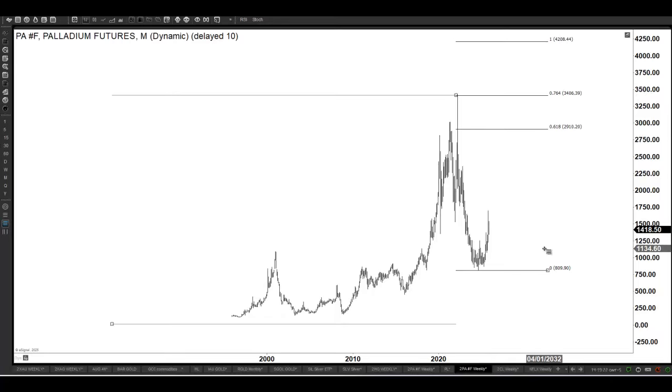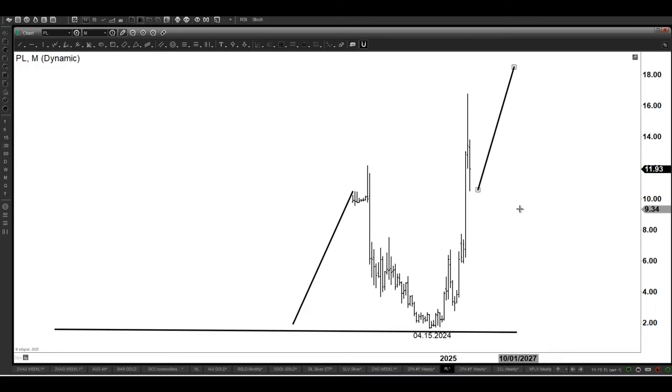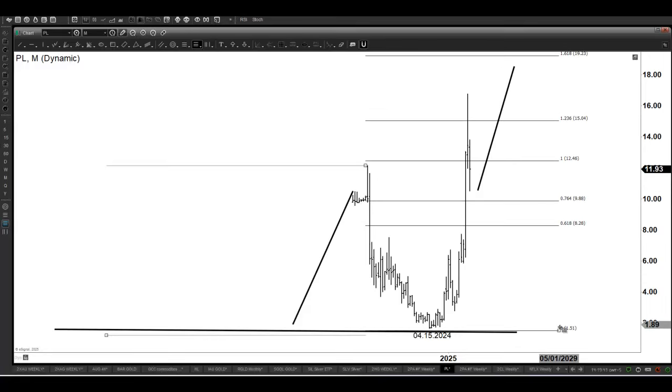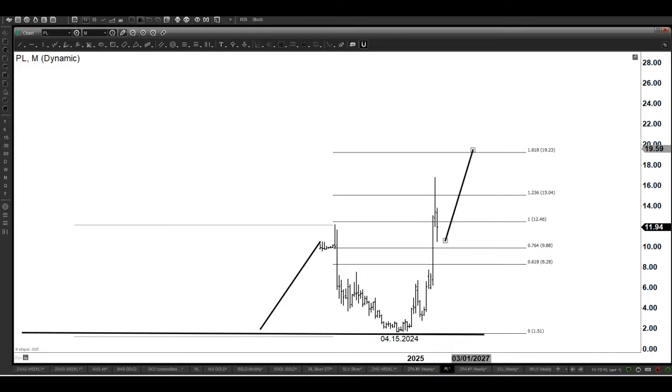It comes first around 5,000, then around 7,000, 6,500. And the other one, platinum, target first comes around 20, extension 25, 30.